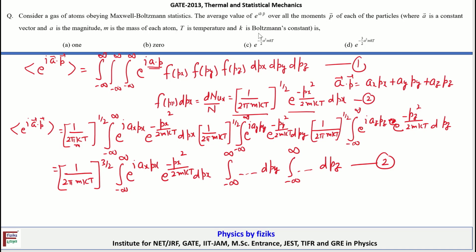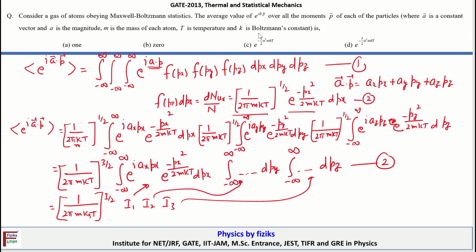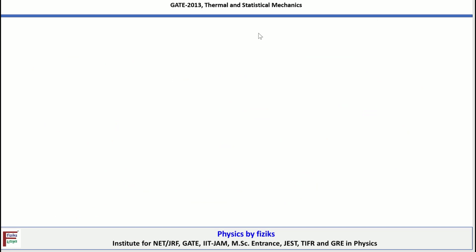Now I will call this constant 1 upon 2 pi m kT to the power 3 by 2, multiplied by I1, I2 and I3, where I1 refers to the x integral, I2 refers to the y integral and I3 to the z integral. All three integrals are exactly identical to each other, so I'm going to evaluate only one of them, and the rest of the calculation will follow the same steps for the remaining two integrals. So let's evaluate I1 first.